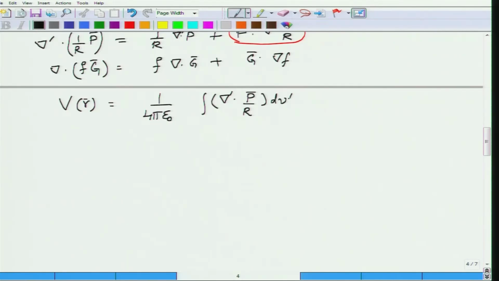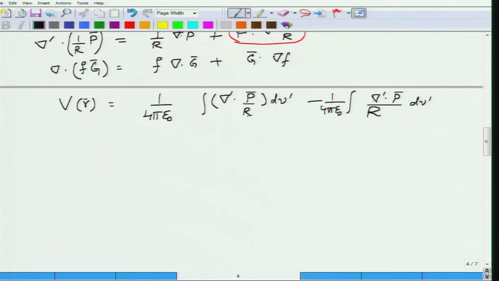over the volume, minus 1 by 4 pi epsilon 0, the second term is del prime dot p divided by r, right, because this is 1 by r times del prime dot p. So, that is up here integrated over the volume. The volume integral is actually over the dielectric, that you should keep in mind.